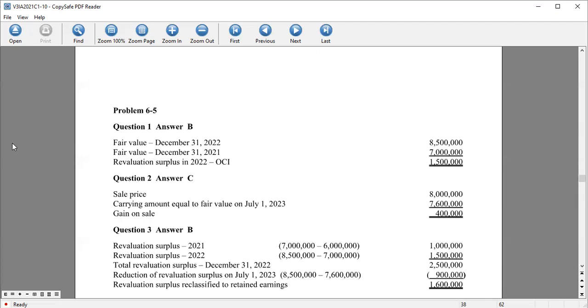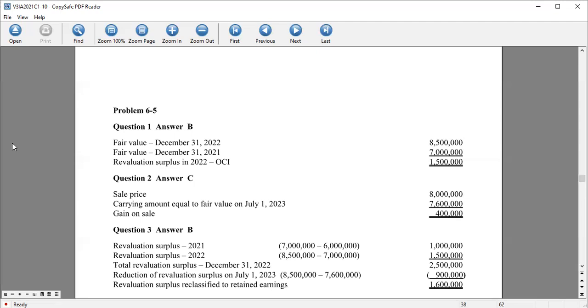Number 2, the gain or loss on sale of land. So we have now in question number 2, sales price of 8 million. The carrying amount equal to the fair value on July 1 of 7.6 million. The gain on sale of 400,000.